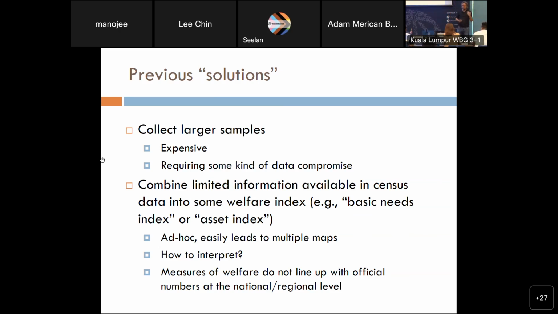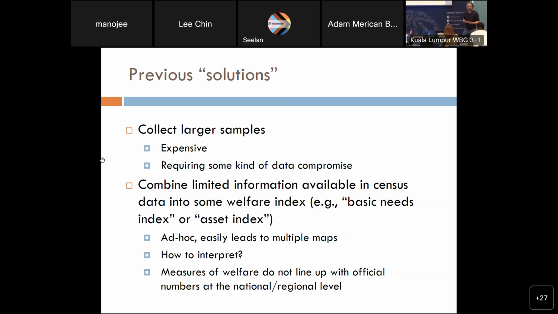Now, in principle, that can be done, and it has been done, but it comes with some drawbacks, in my view, and some would agree with me on that. One is that it doesn't line up with official estimates. Even though it's obviously going to be correlated with household welfare, it's a different measure of welfare. Household income or household consumption expenditure is still going to be different from that household asset index. And it doesn't line up with official estimates of poverty.